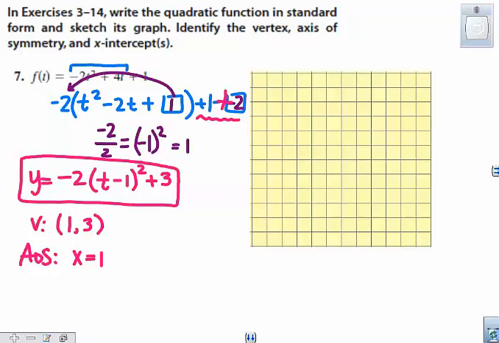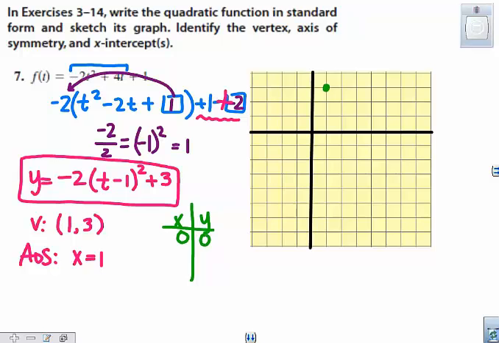Okay, you go to graph this. You'll start with your vertex, which is at 1, 3, so we're going to be in quadrant 1. So I'll draw my lines about here. And we know this graph is going to open down because of this negative on the a. That means it opens down. So my vertex is at 1, 3. Remember the parent function was 0, 0, 1, 1, 2, 4. Over 1, up 1, over 2, up 4.